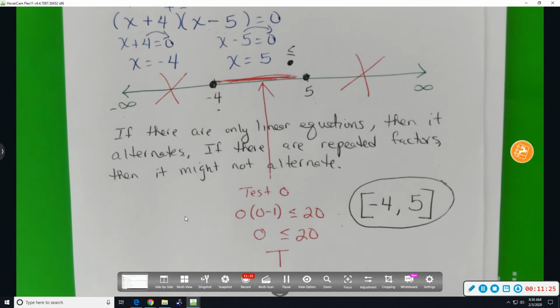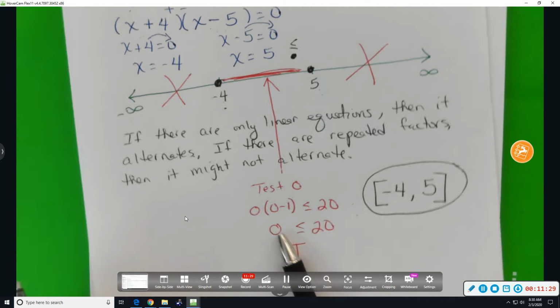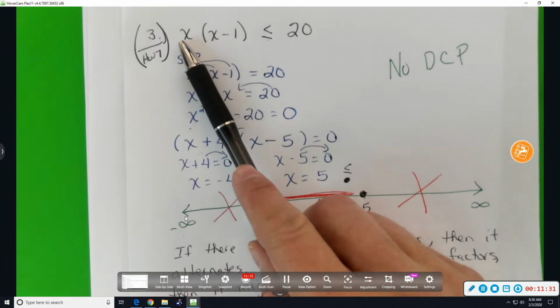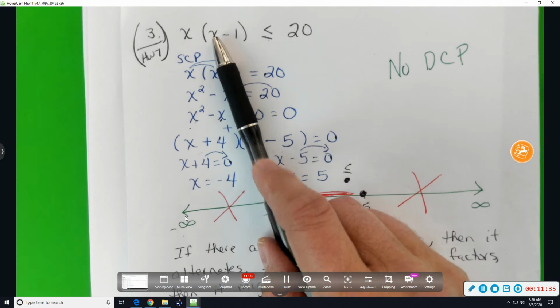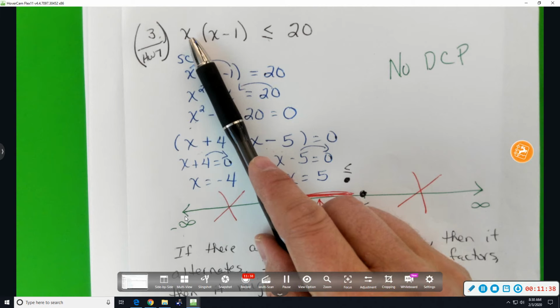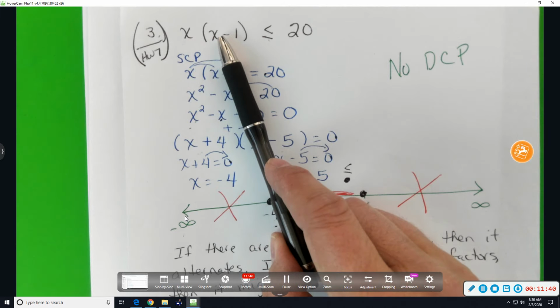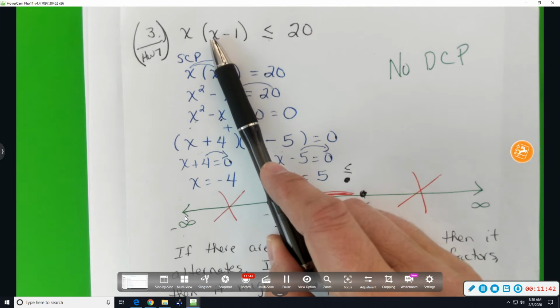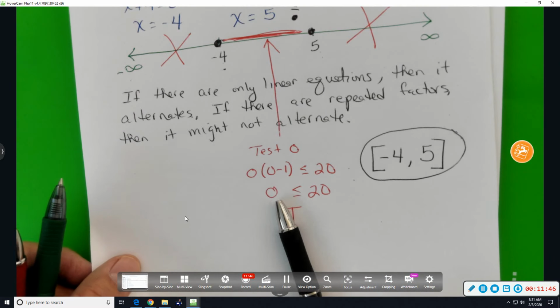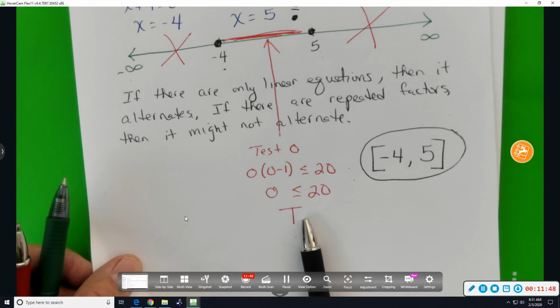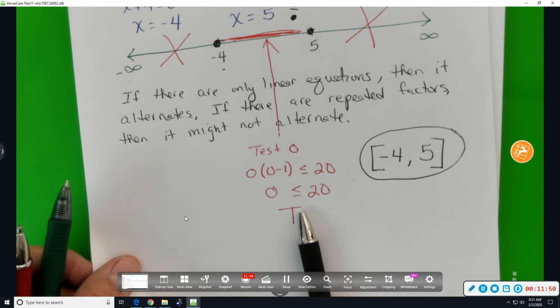Okay. Any questions on how I tested that? Y'all agree with that? Y'all follow what I did? Plugging a 0 in here and here. We'd have a 0 times 0 minus 1, which is -1. -1 times 0 is 0. So 0 less than or equal to 20 is true. It's not equal to 20, but it's sure less than.